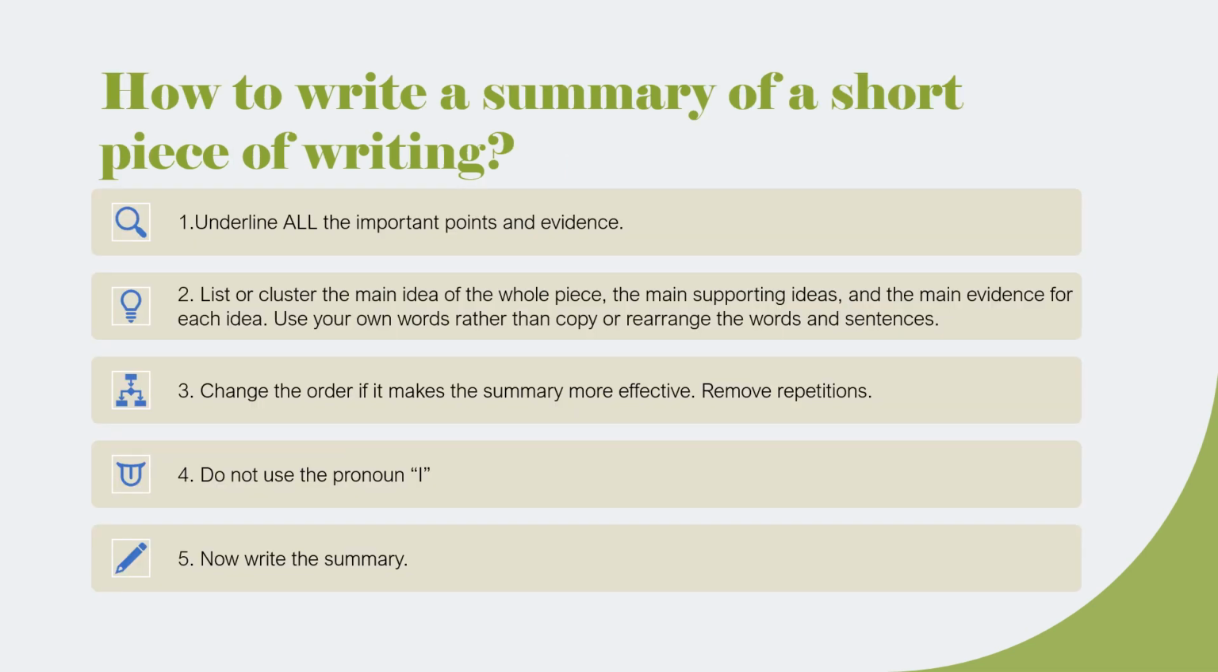Now, how to write a summary of a short piece of writing, and this is the one that CSEC students will be most interested in. As you read the main article, underline all the important points and all the important evidence. For example, of course, again, you look at the topic sentences. If there is a word or there are words that are repeated through the passage that you're reading, then this is most likely relevant to the topic.